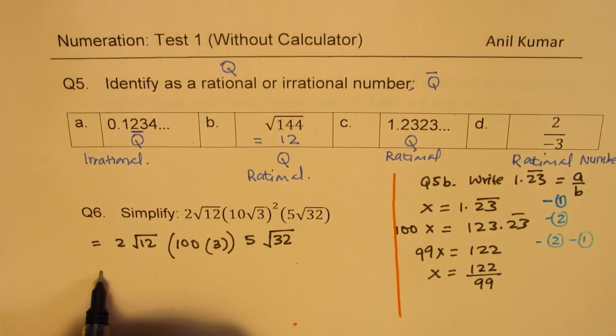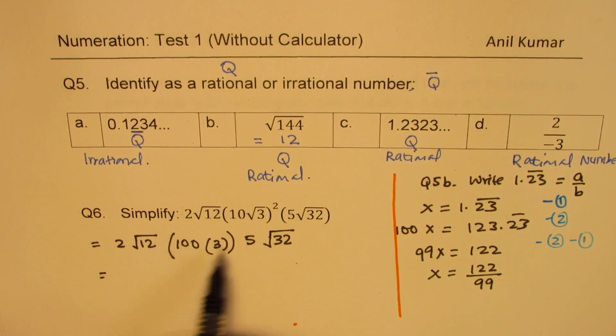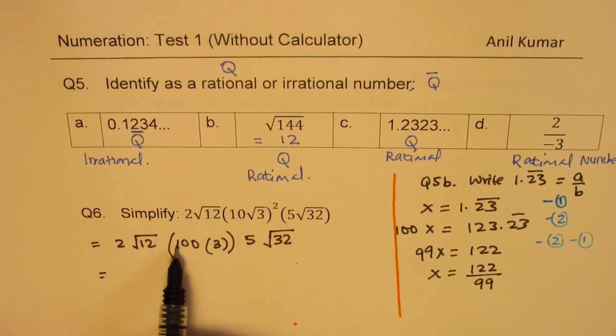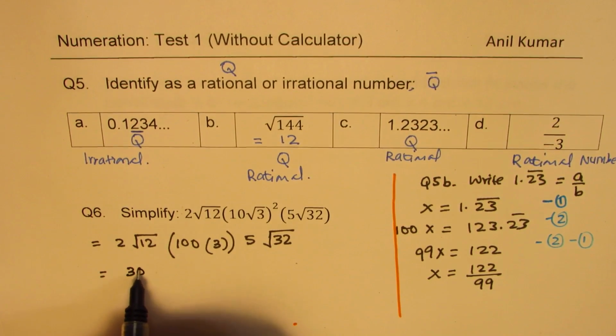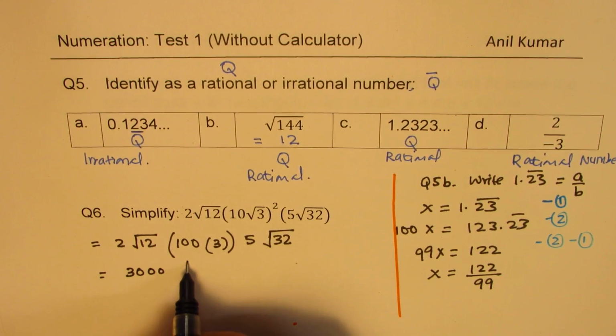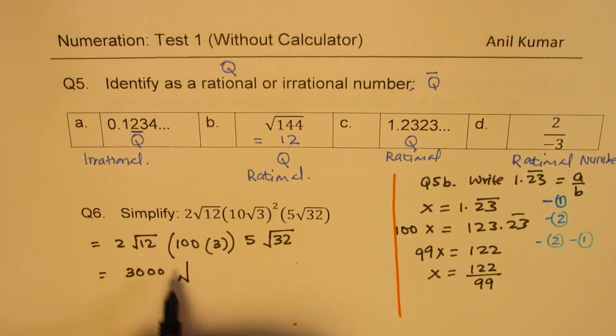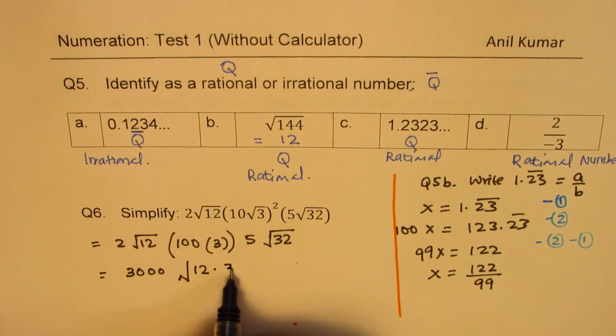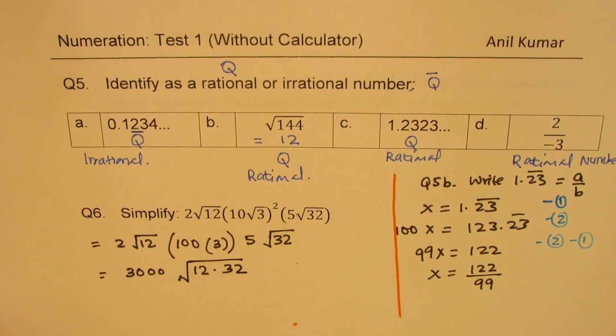So as far as the numbers are concerned, we have 5 times 3, 15 times 2, 30 times 100. So the numbers are 30, 100, 3000. Now these square roots, easy way to do is we have to multiply 12 with 32, correct? Okay. So let's take it one more step. We have 3000 here outside.